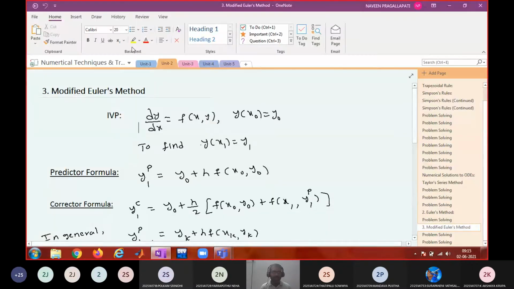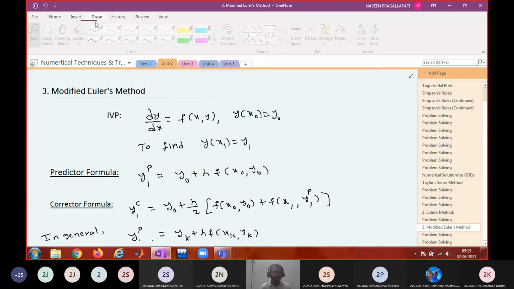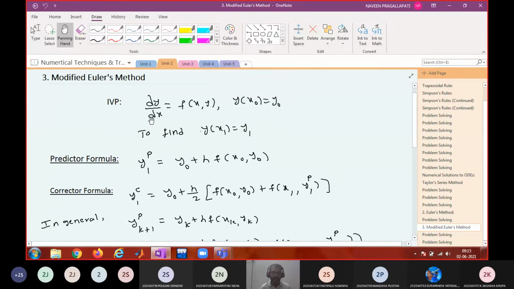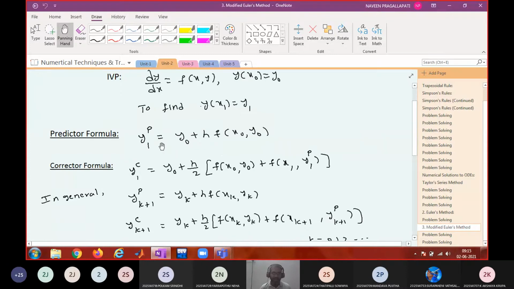So this is what we were discussing, which is the modified Euler's method, and we have an initial value problem like this: dy/dx = f(x, y) with y(x0) = y0. You may want to find out y(x1), or y1. I have written the formula like this, which is called the predictor and corrector formula, which is a multi-step method.